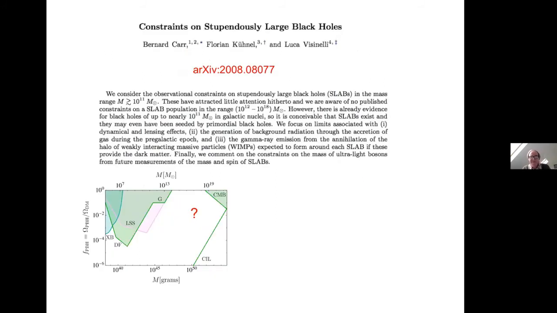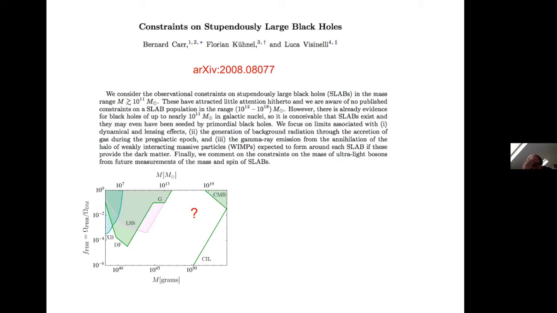Now, I want to end by talking about the work I've done with Florian Kuhnel and Luca Vicinelli. You notice that in the constraints there's a huge gap between 10 to the 14 and 10 to the 19 solar masses, where there are no constraints. So we are interested in that, because obviously no one believes these are what we call stupendously large black holes, or SLABs. Nobody's going to believe the dark matter's there. They wouldn't fit into galaxy halos.